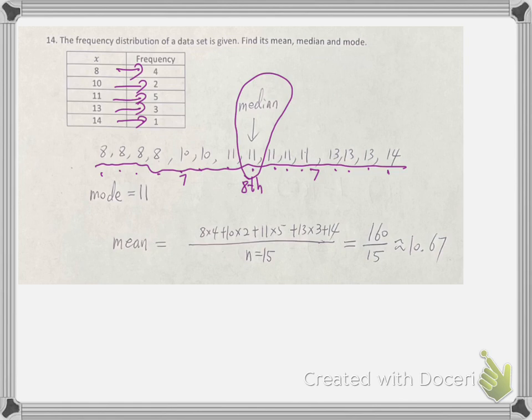So what if there are 4 numbers, who is standing in the middle? Let's say 5, 10, 10, 13. Then we consider the 2 of them in the middle. So the median will be 10 plus 10 over 2. We find the average of these 2 numbers in the middle, if you have 2 numbers standing in the middle of the list. That is the definition of median.